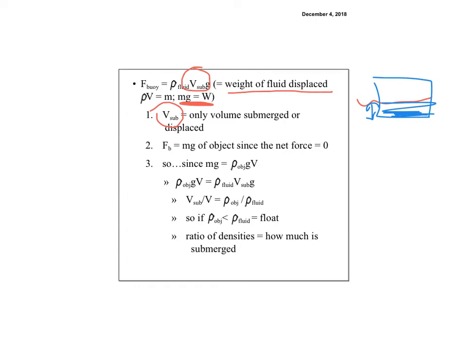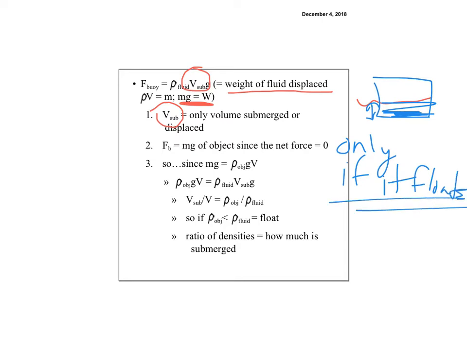If it says FB equals mg of the object, since the net force is 0, this is only if it floats, right? If it's not floating, that's not true, because then it sinks. You could have two forces. I could have this object sink down to the bottom, with the water up here, and I still have FB and I still have FG, but they are no longer equal.